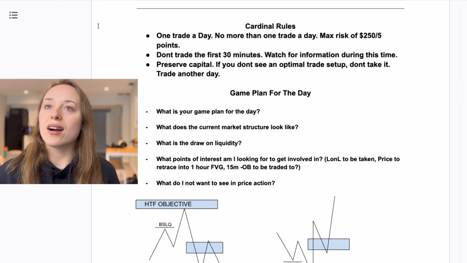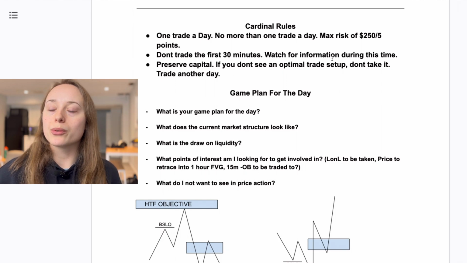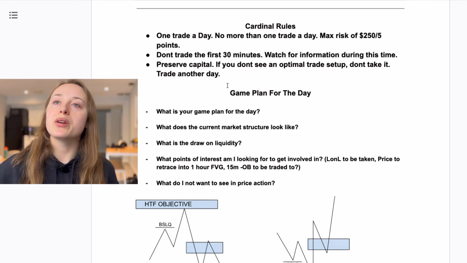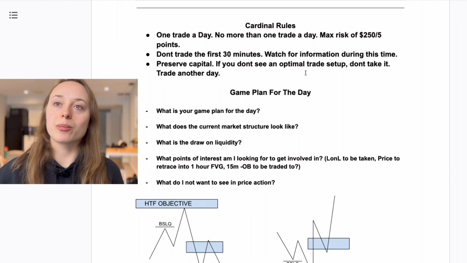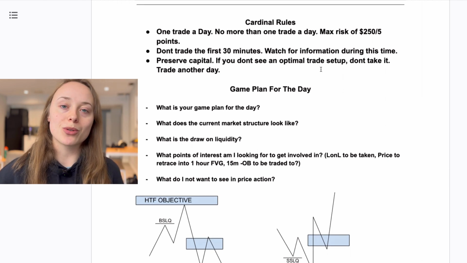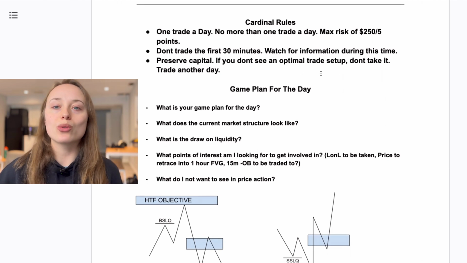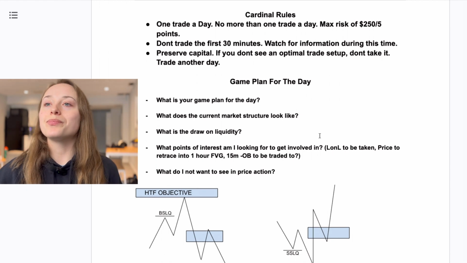Continue down, we have our rules. These are our main rules that we watch out for. One trade a day, no more than one trade a day, max risk of $250/5 points. Don't trade the first 30 minutes. Watch for information during this time and preserve capital. If you don't see an optimal trade setup, don't take it, trade another day.